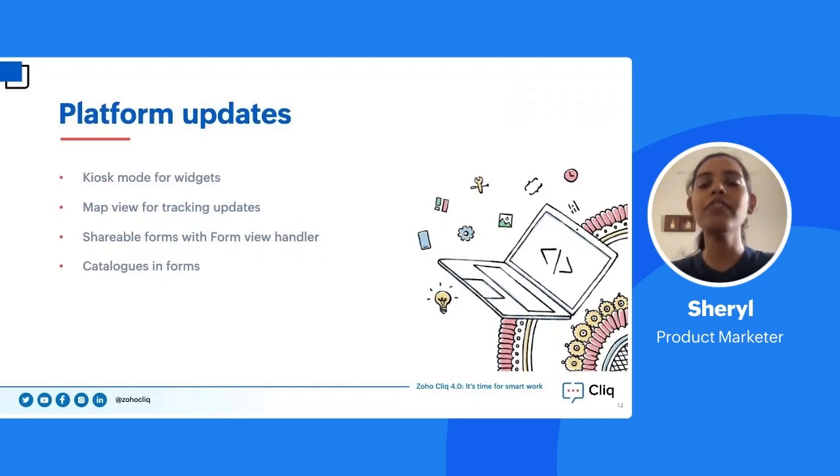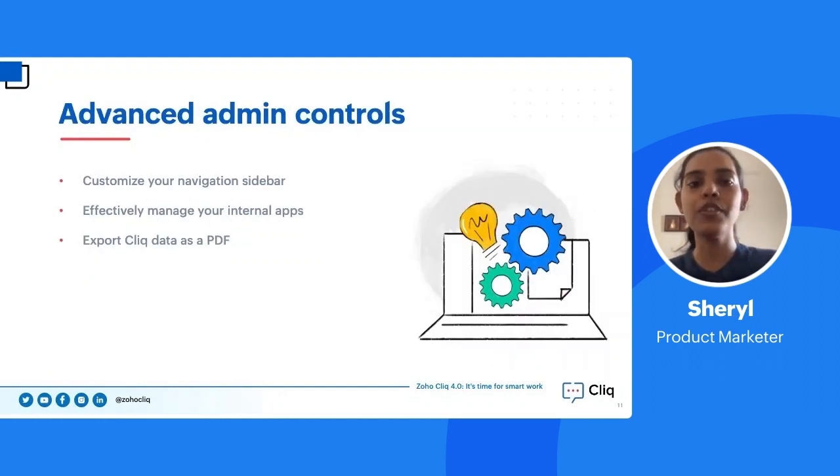So some of the advanced admin controls that we have introduced are, the first one is extensive customizable options for you now. That is, you can get a complete hold of your navigation sidebar by choosing what apps to show to your entire organization and not. You can also pick an internal app that you want your entire organization to use and pin it on the navigation sidebar. Also, you can manage all your resources and internal apps thoroughly.